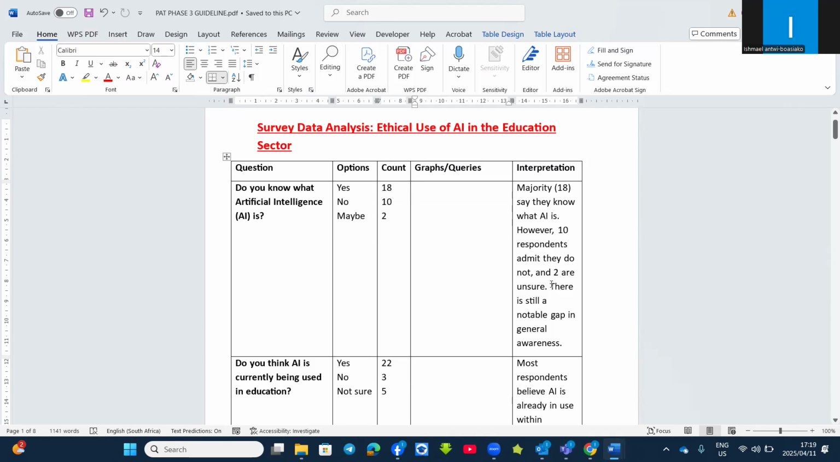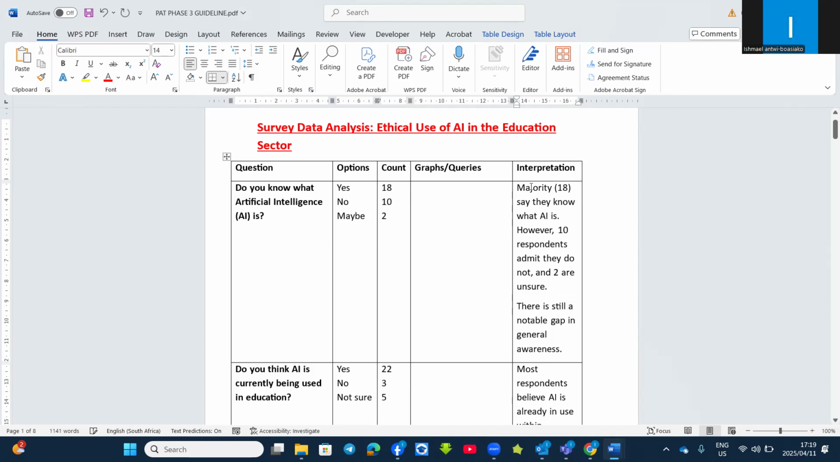Then when you are done explaining what this means, you now have to add your knowledge. In other words, you have to put interpretation to it. So the interpretation is this one: there is still a notable gap in the general awareness. Why do I say this? Because out of 30, about 12 people still don't know. So that means there are still people who don't have an idea about AI. So this one, you are going to generalize it by interpreting what the values mean.